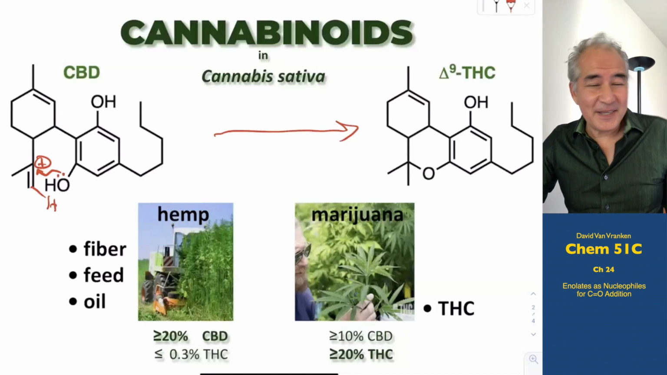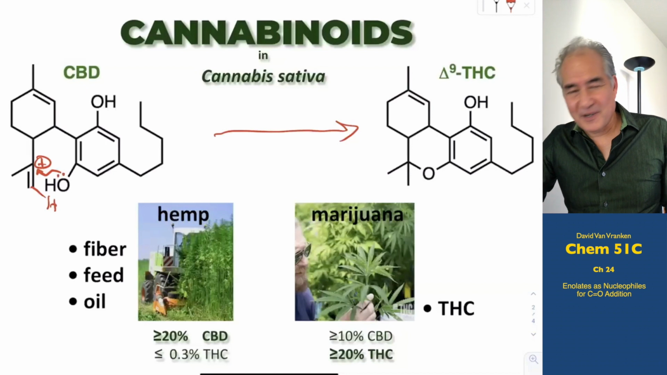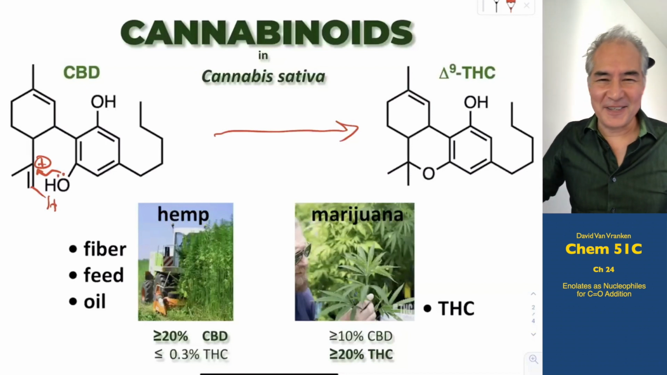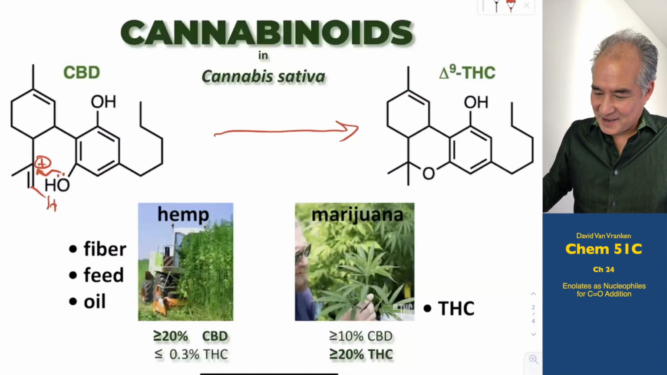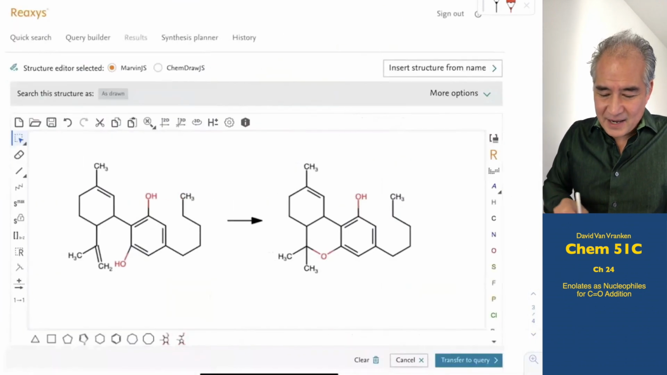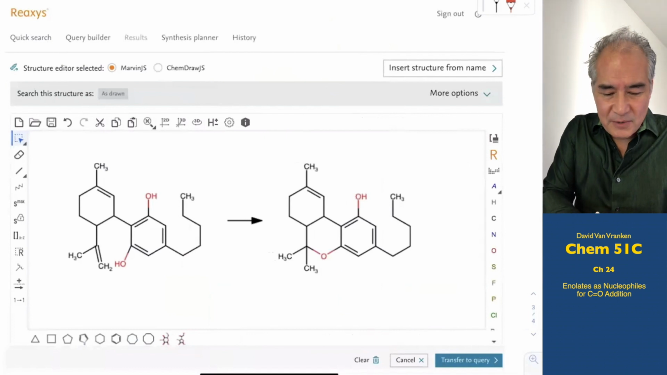And so it seems to me, hasn't somebody tried that? If we're going to talk about stuff in this class, why not talk about synthesizing scheduled substances that are controlled by the FDA instead of some other topic? So I drew these structures into the Reaxys database.